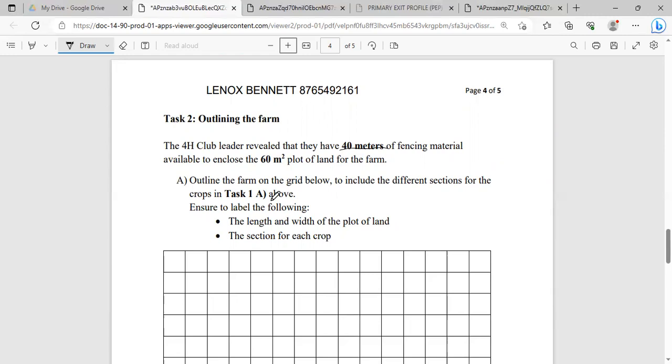All right, and it says also it should be 60 meters square for the area. So the length can only be 60. So what we're gonna do, we're gonna list all the multiples of 60, and then we can make a decision based on that, right? Because it has to be 2 numbers multiplied to give you 60, right?